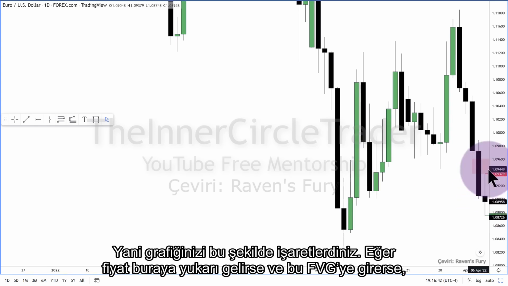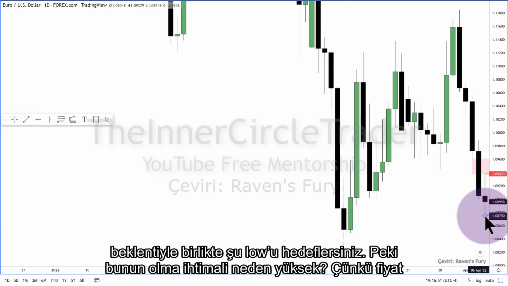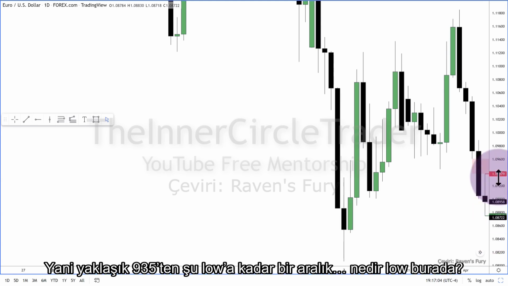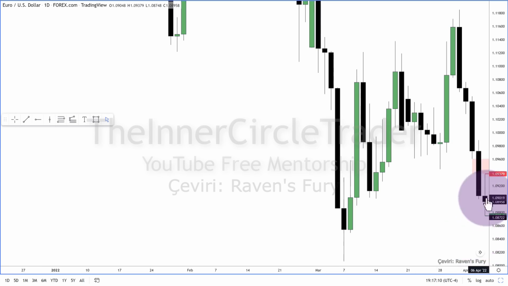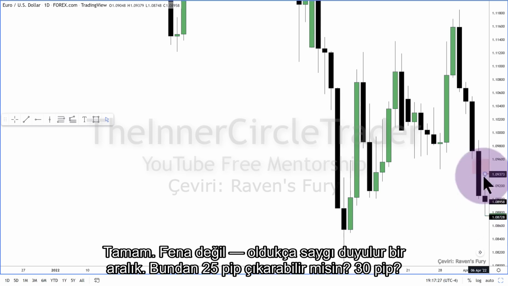So if we go up here and we enter this fair value gap, that's your opportunity to go in looking for shorts. Then if it starts to go down, you're targeting this low. Why is it likely to do that? Because it may want to go down to this low, but this gives you a nice range of potential profitability. So a range of, we'll just call that 935 to a low of, what is it? What's the low here? 74. So 25, we'll call it 60 handles. Okay, not bad. That's a pretty respectable range.